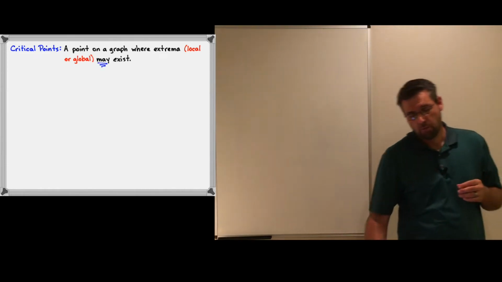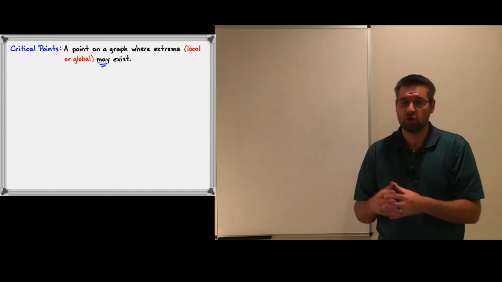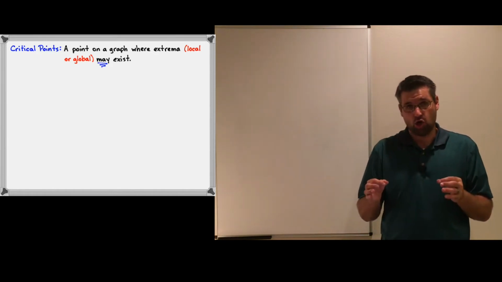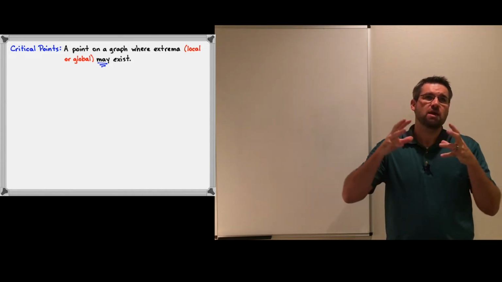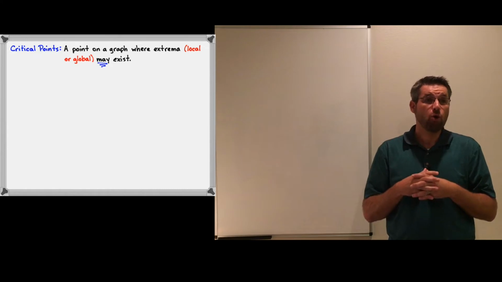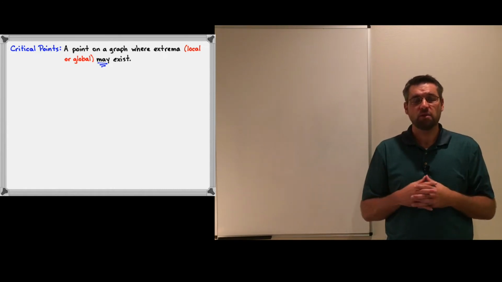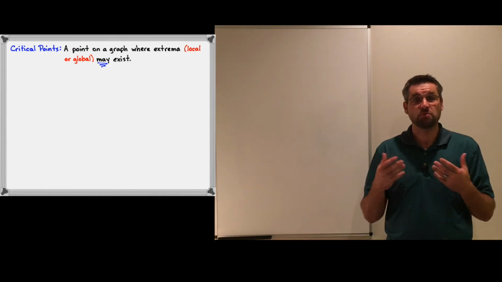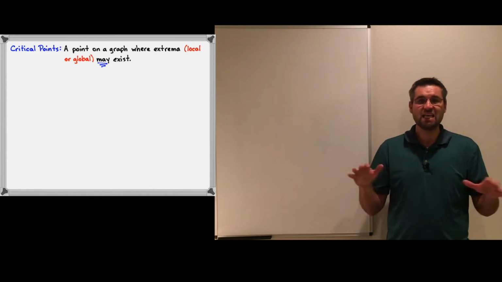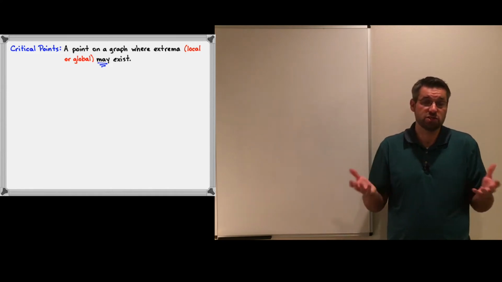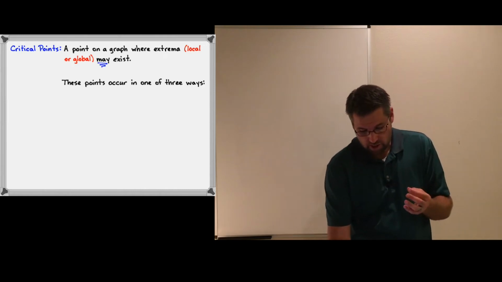Critical points are points on the graph where extrema can occur, where they may occur, not where they have to occur. Well, let me rephrase that. They may occur there, or there may be nothing there. There may be no extrema there. But the point is, you're not going to find an absolute maximum, an absolute minimum, a relative max, or relative min any other place than critical points. You just can't.